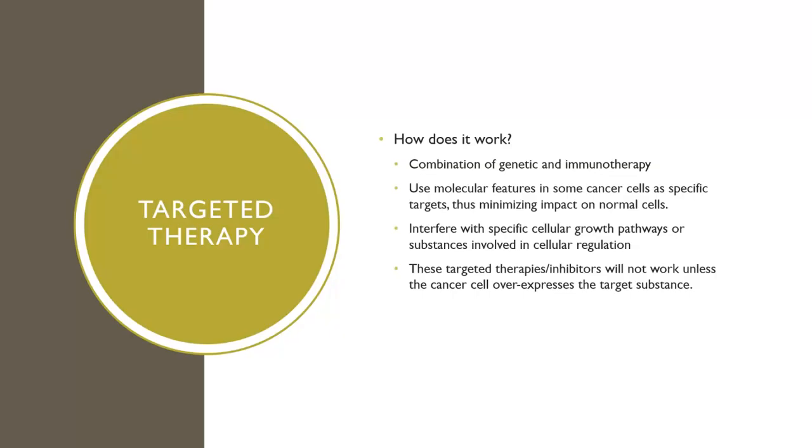Targeted therapy. So how does targeted therapy work? It's a combination of genetic and immunotherapy. We use molecular features in some cancer cells as specific targets. Thus, it minimizes impact on normal cells. It interferes with specific cellular growth pathways or substances involved in cellular regulation. These targeted therapy inhibitors will not work unless the cancer cell overexpresses the target substance.